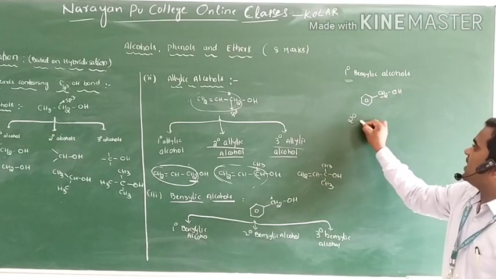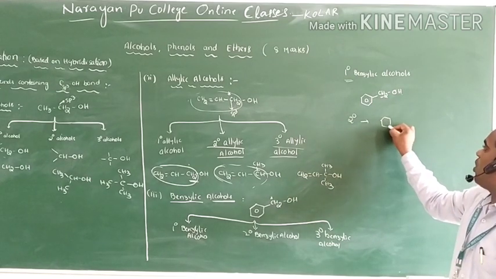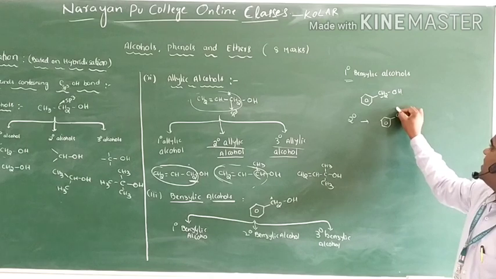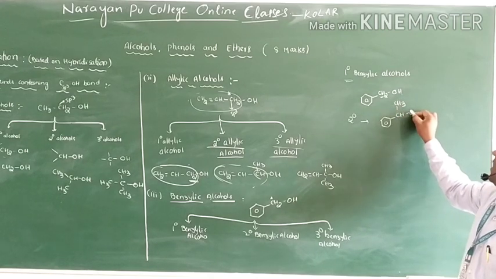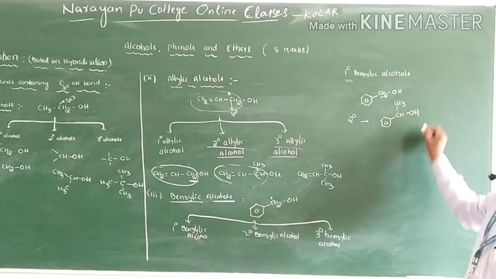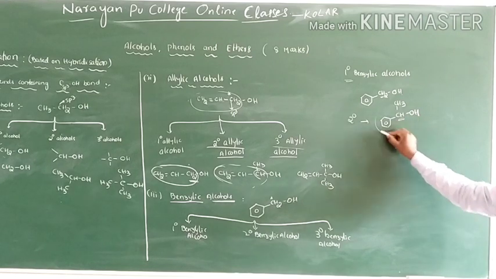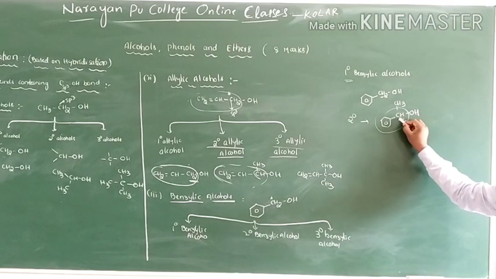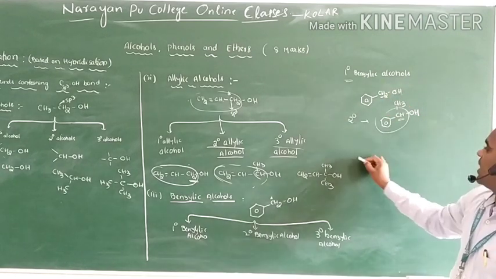What about the secondary? Secondary benzylic alcohol means what we have to write? C6H5CH(CH3)OH. This is a secondary. And this is benzylic and secondary because OH is attached to CH, so it is a secondary benzylic.